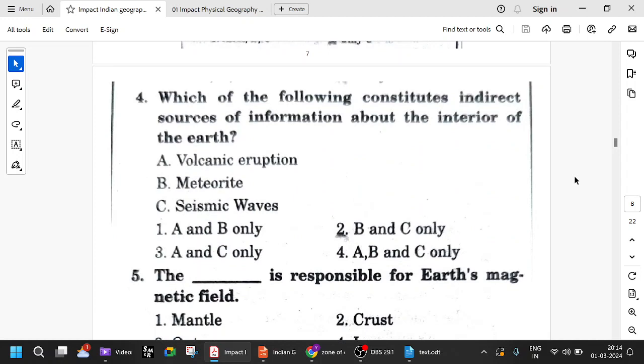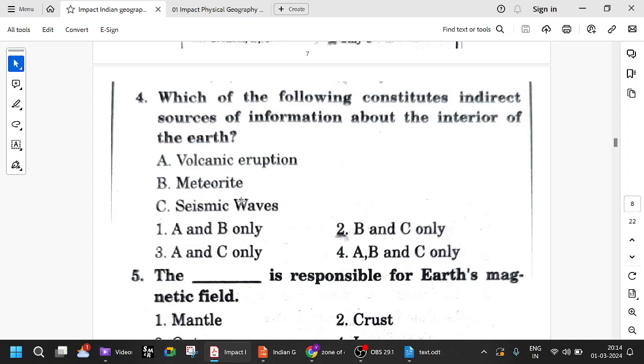So which of the following constitutes indirect sources of information about the interior of the Earth? So he's talking about the indirect sources. Volcanic eruption is a direct source because the magma is coming from inside. The core material is coming out, so we can know what is in the interior of the earth directly. On the other hand, a meteorite is coming from outside, so it is an indirect source. When the earth was formed, many meteorites, dust, asteroids, everything came together, right? So even a meteorite shows us what could possibly be inside the earth. So it's an indirect way.